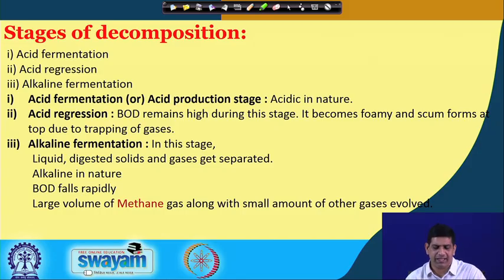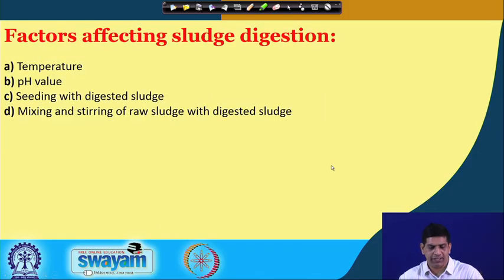So, the first step is acid fermentation, acid regression, or alkaline fermentation. These are the major steps. Acid fermentation, acid production, is of course acidic in nature, and pH will go down. Acid regression, when the acids are going down, BOD remains high, and it becomes foamy and comes to the top due to trapping of gases. Then we have alkaline fermentation or methanogenic fermentation, where liquid, digested solid and gases get separated. Alkaline in nature, BOD will fall rapidly, and a large volume of methane gas will be evolving in this case.